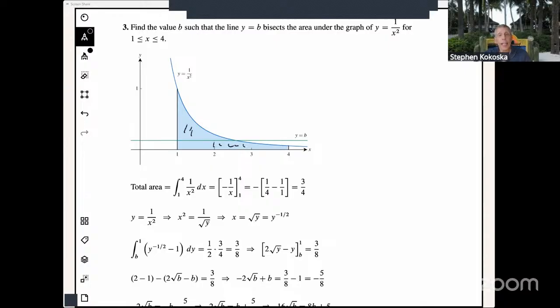The first thing I did is I found the total area under the curve. So that's a definite integral from 1 to 4 of 1 over x squared dx. I can find an antiderivative there. Notice that I factored out that minus sign. That's just to make this a little bit easier. And I think I got exactly 3/4. So, all right, I'm just going to remind myself that half of that would be 3/8. Okay, good.